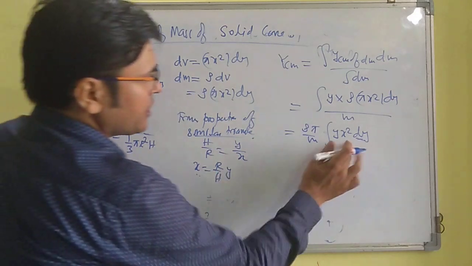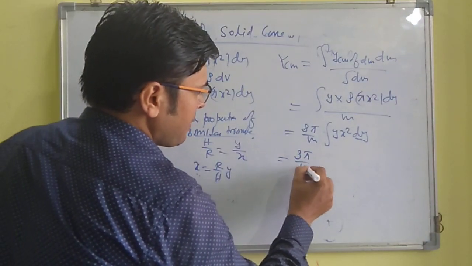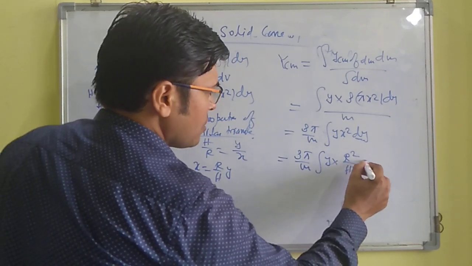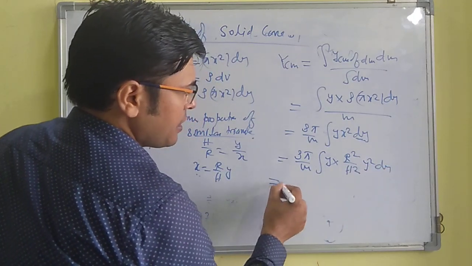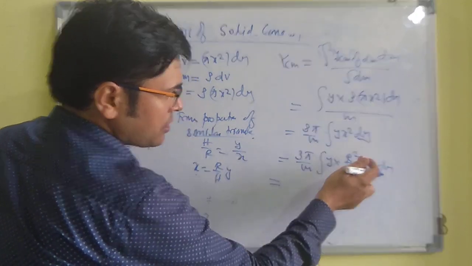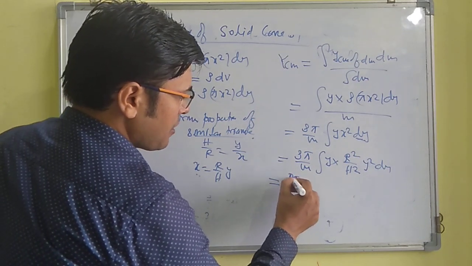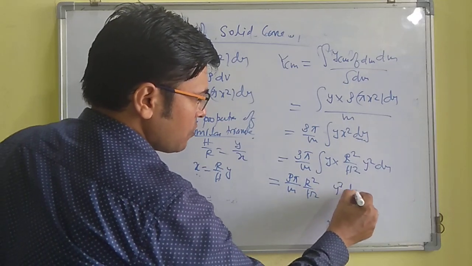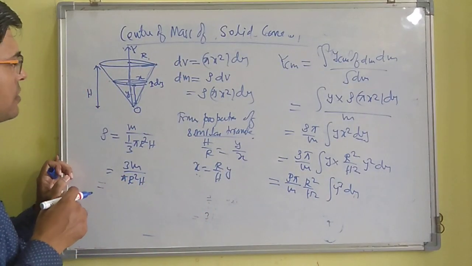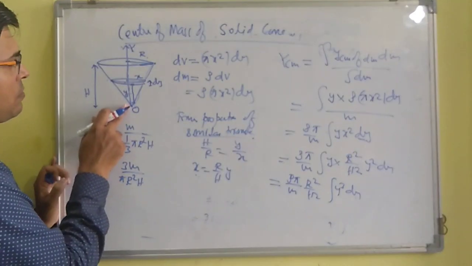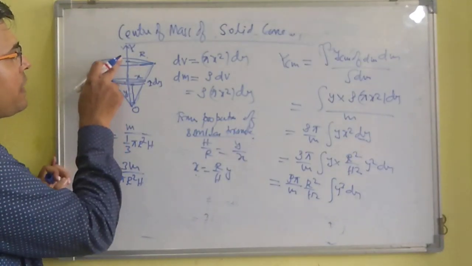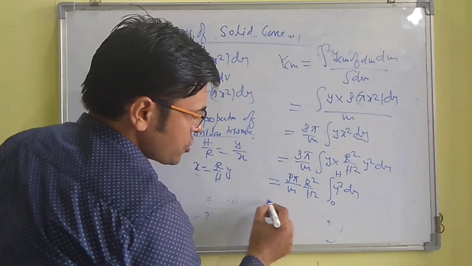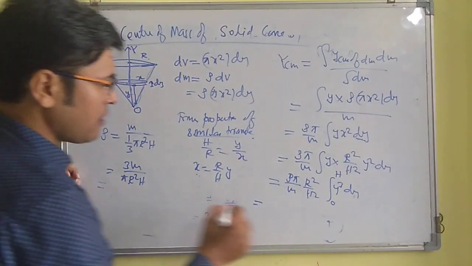Now putting this value over here, this comes to be rho pi by m, and y into this comes to be r square by h square y square dy. So taking out the constant terms out of the integration, rho pi by m r square by h square, and this is y cube dy. So again integration limit. The first element will be formed at y is equal to 0, and the last element will be formed at y is equal to h.